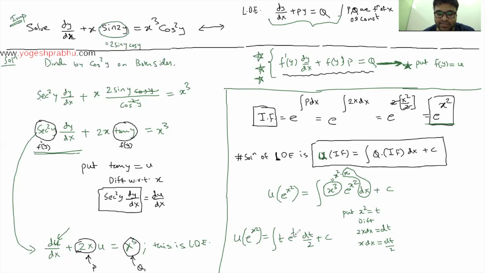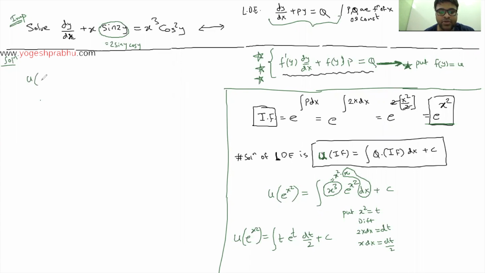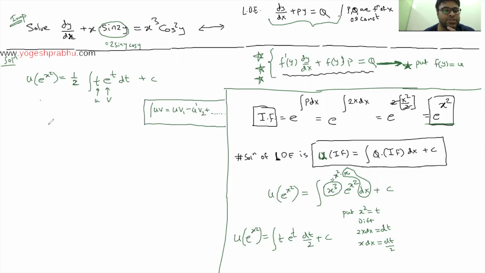Now let me clear some space to solve this question further. So we have u into e to the x square equal to, if I take a half out, the integration of t e raised to t dt plus c. Now we have to treat this as u into v, and we'll use this formula: integration of uv is u as it is, first integral v1, minus u dash, the derivative of u, second integration v2, plus, alternate minus plus signs, and so on. This is the formula we will use to solve this integration.